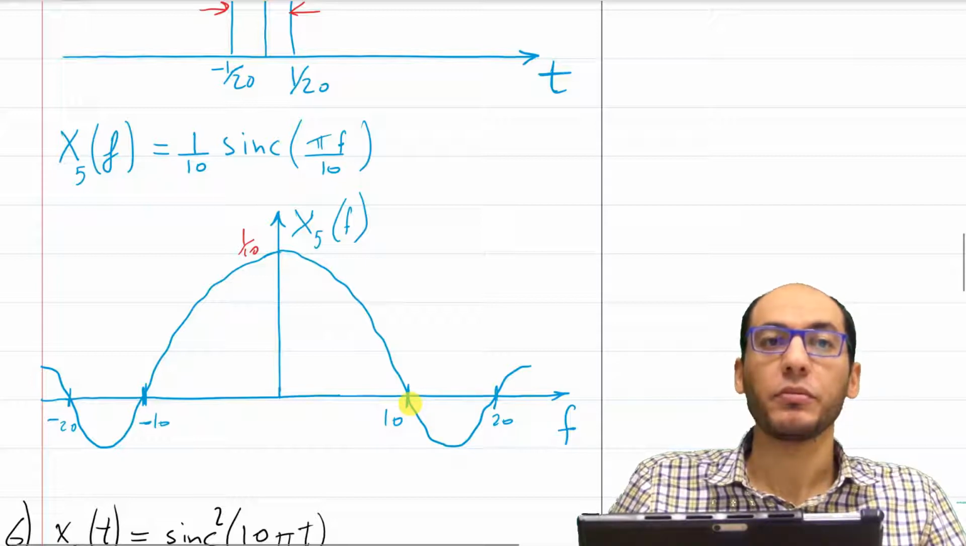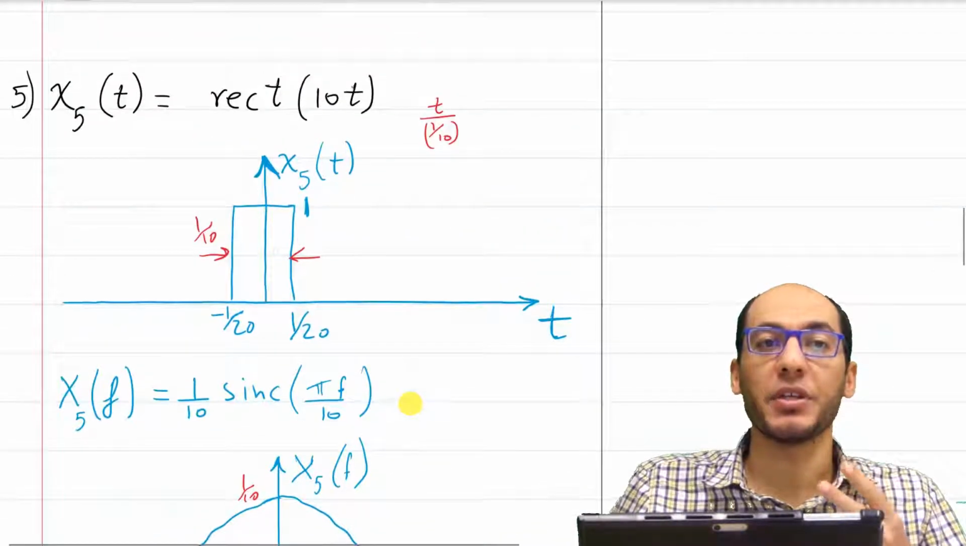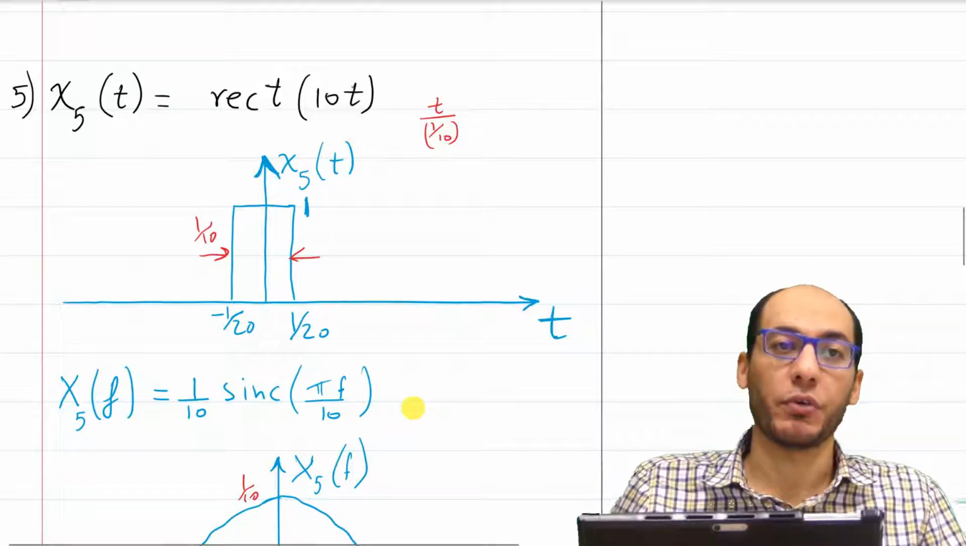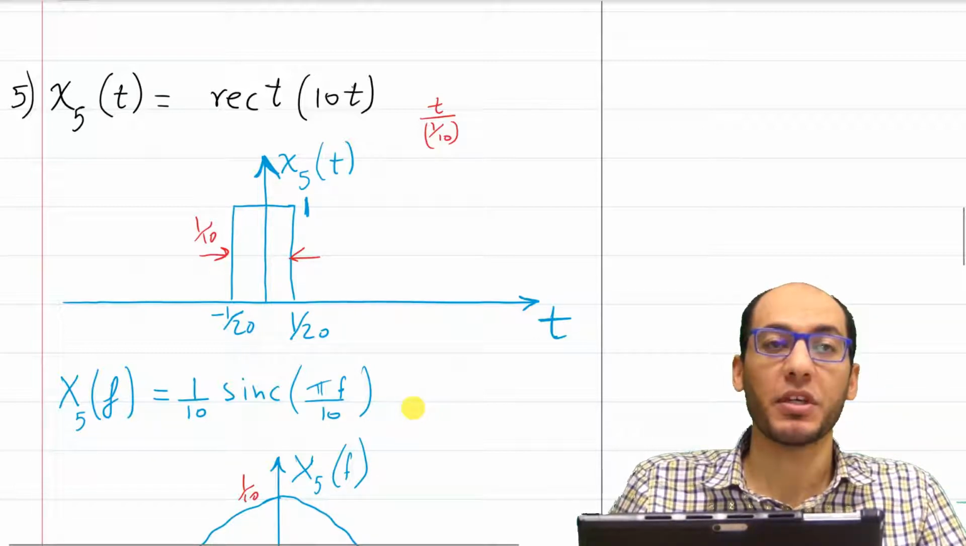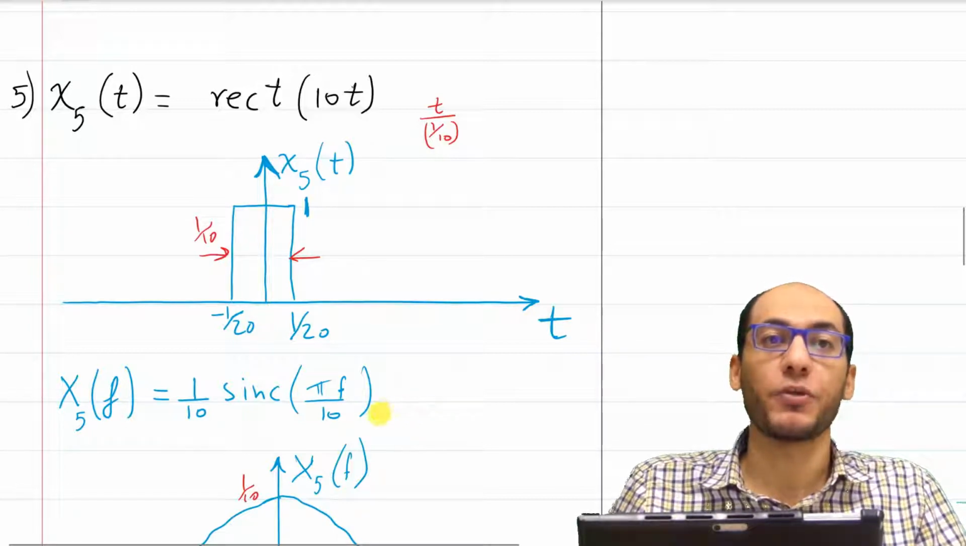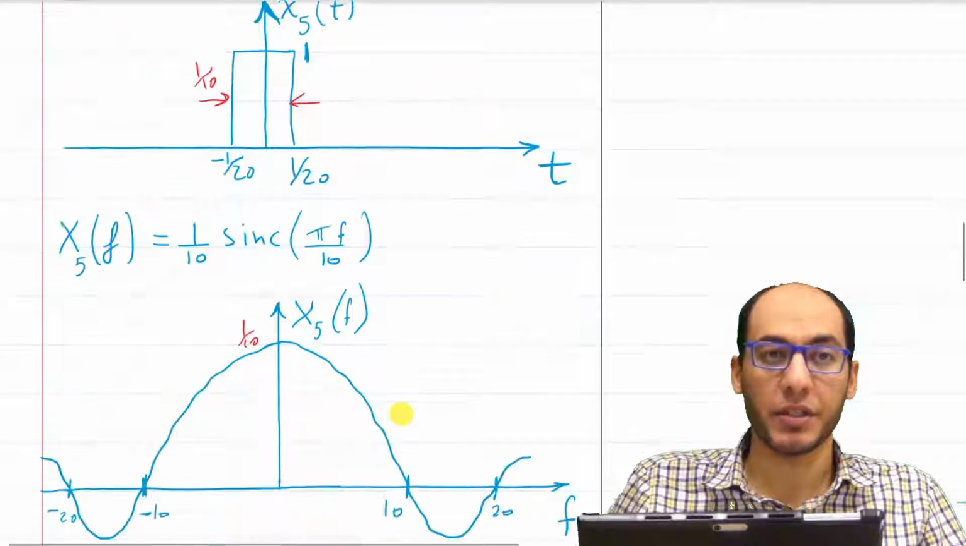Okay? So that's basically why we call the rect and the sinc Fourier transform pairs. Because when one of them shows in the time, the other one shows in the frequency. And you need to develop this skill and learn these techniques so that you do not have to take the Fourier transform of some complicated functions such as the rect and the sinc.